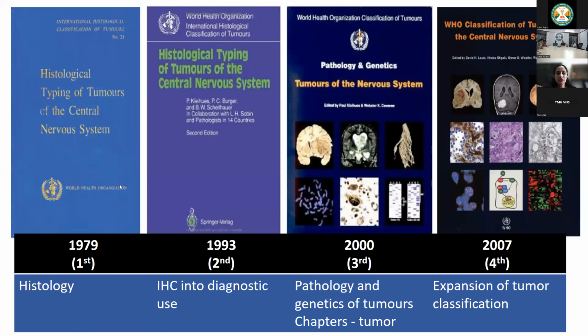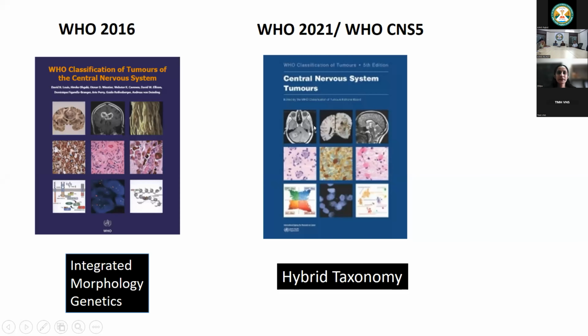So as I mentioned to you, the earliest WHO classification was in 1979, where it was purely based on histology. Then IHC came into diagnostic use in the 1993 edition. Then we had an expansion of the tumors further in the 2000 and 2007 classification. So the current classification is a hybrid taxonomy which has included both histology as well as molecular aspects.